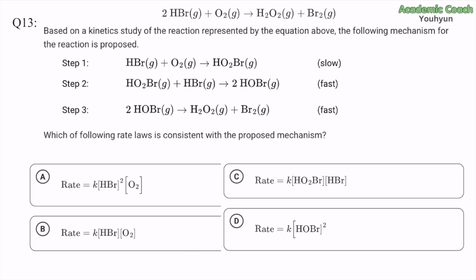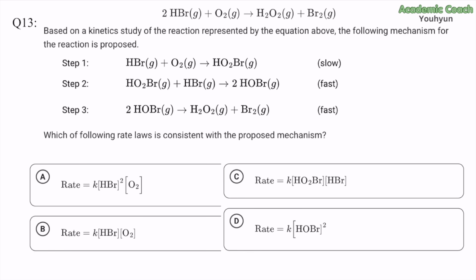Question number 13. Based on a kinetic study of the reaction represented by the equation above, the following mechanism for the reaction is proposed. The equation is 2 moles of HBr reacts with 1 mole of O2 to produce 1 mole of hydrogen peroxide and 1 mole of bromine. And there are 3 steps: slow, fast, fast. Which of the following rate laws is consistent with a proposed mechanism?